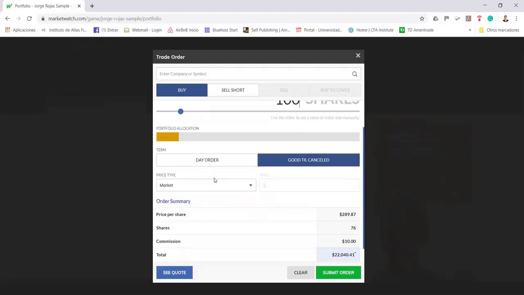And in this case, I'm going to place a market order. That means, as I'm doing this video, the market happens to be open at this time. So if I click submit, it's going to be executed almost immediately. In case the market is closed when you're doing this, you will see this as a pending order. So in this case, I will submit the order.